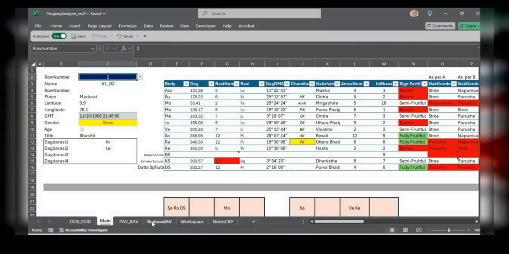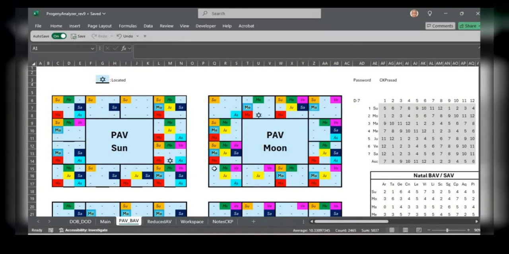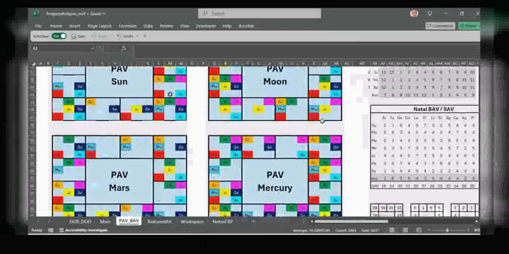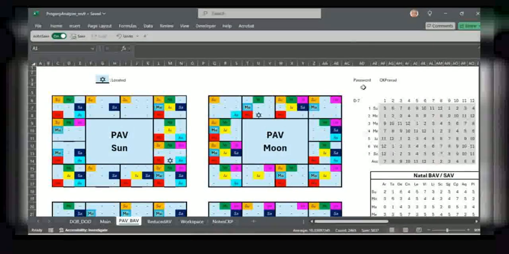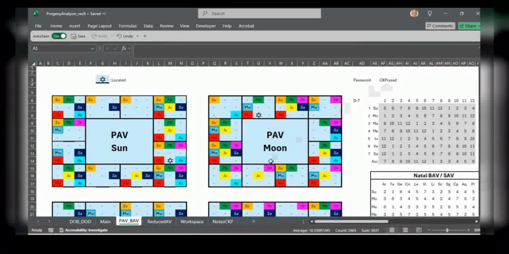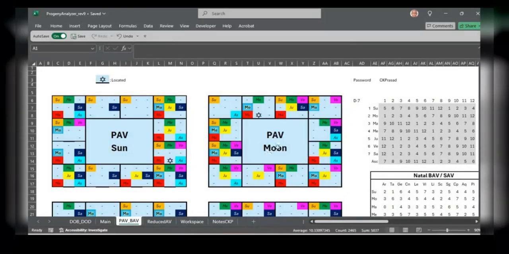That is carried forward to this Prastara Ashtakavarga table, so this is created for that person. This I have just password protected. Of course, I have given the password itself, because in case you accidentally delete something, it will be trouble.